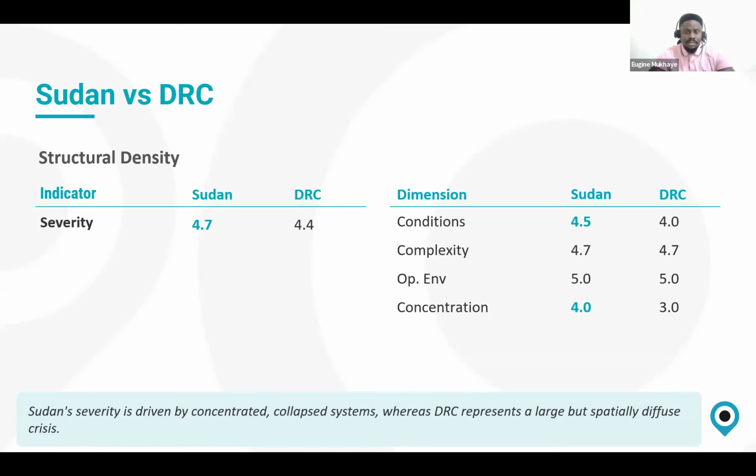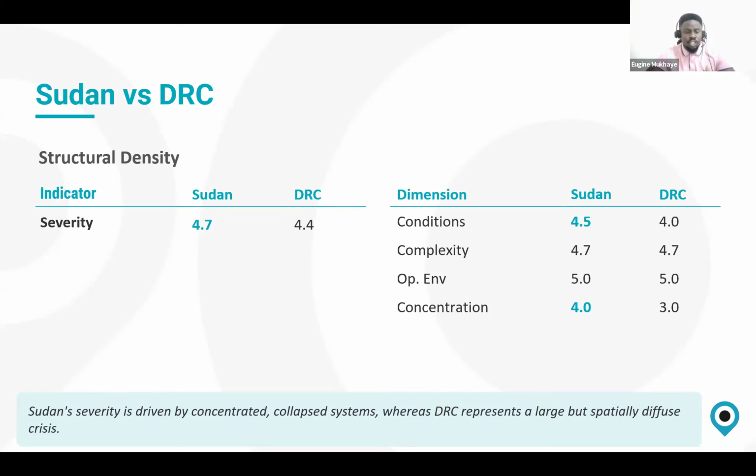But when we look deeper into how severity is distributed within the population, the picture becomes totally different. For example, in Sudan, approximately 1/3 of the population is classified in severity level 4, and about 5% are already in level 5. For those who don't know, level 5 represents a catastrophic humanitarian condition.